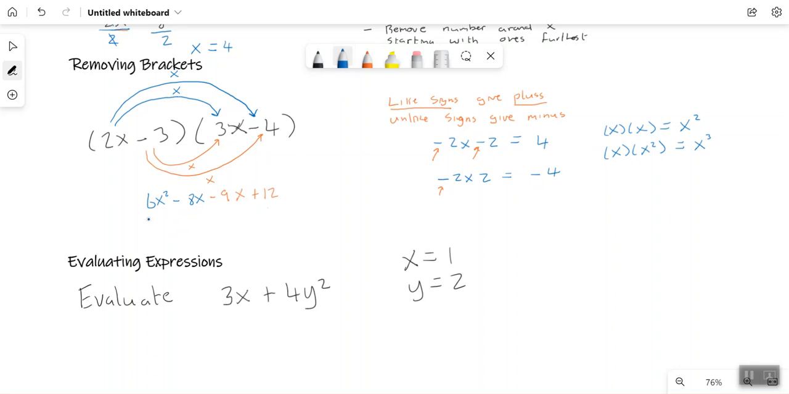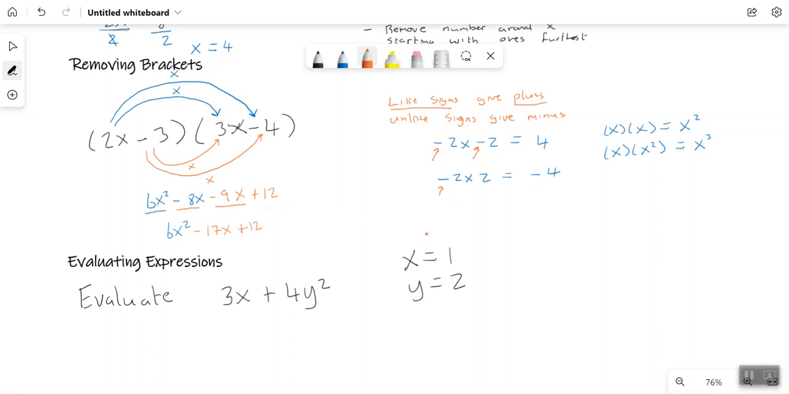So again, we look at each term. So 6x, there's no other terms like 6x, so that's just going to be 6x. Then we have this here, so we have minus 8x minus 9x. So if we're on minus 8x and we minus 9x, that's going to leave us on minus 17x. And then we have positive 12.